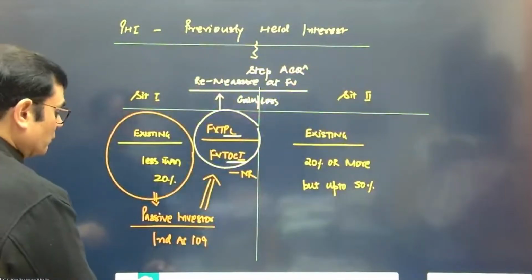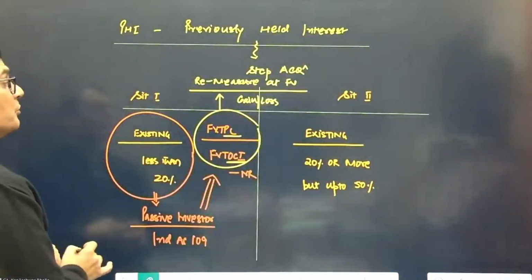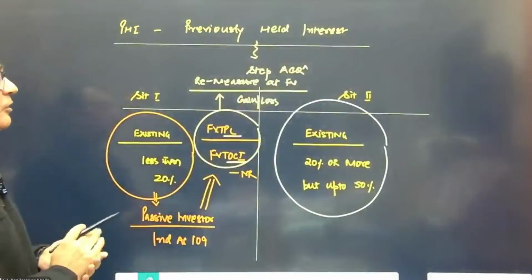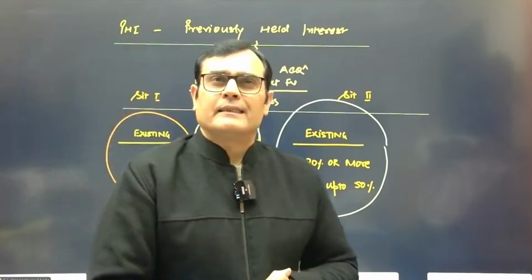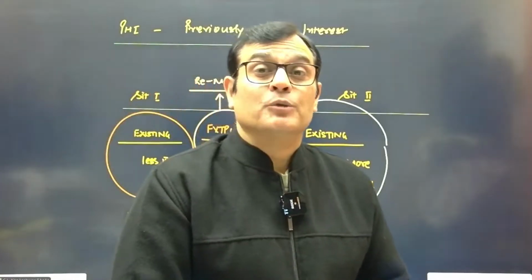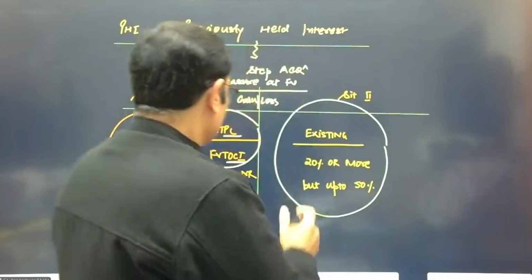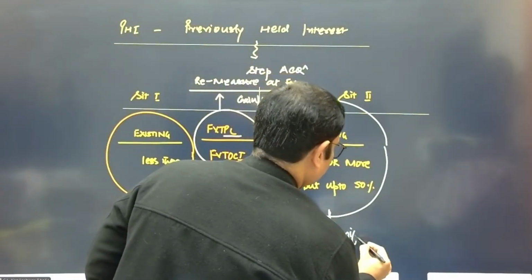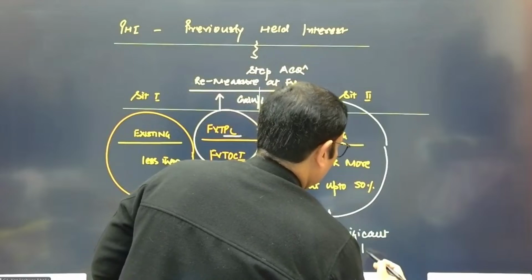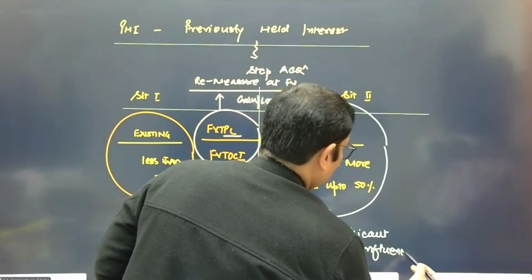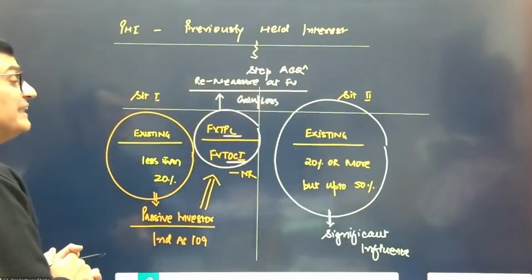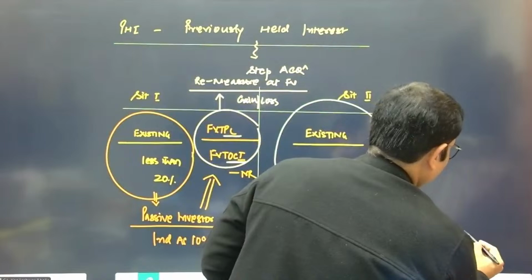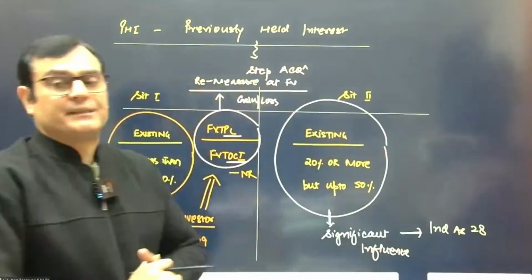Now let's come to the second situation as well. In the second situation, the existing investment was 20% or more, but up to 50%, which means as an investor you had a significant influence. In this particular case, the investee company would have been your associate. And if it was your associate company, you would have applied Ind AS 28, which you're yet to study.